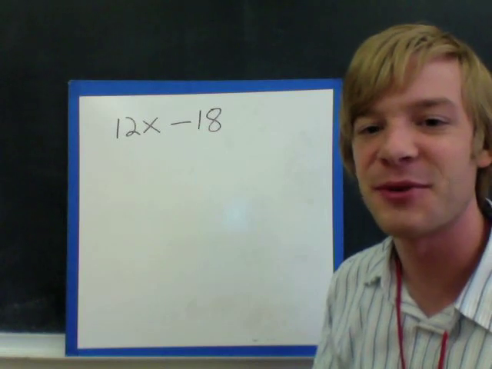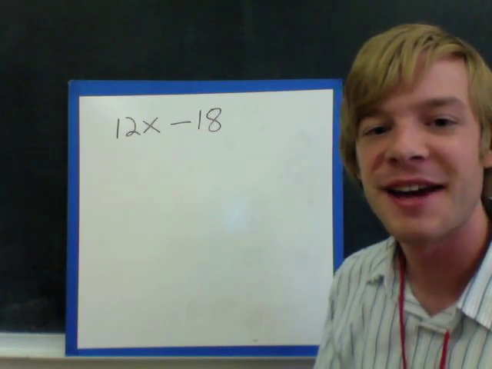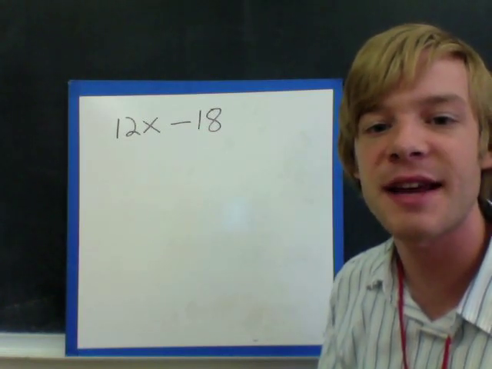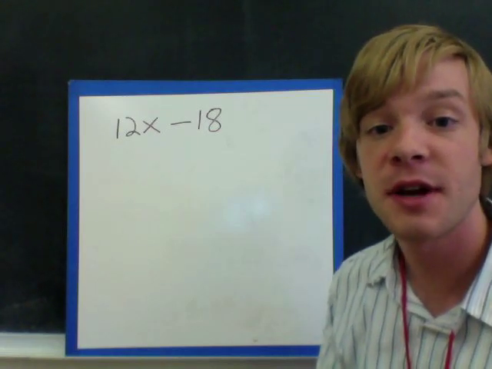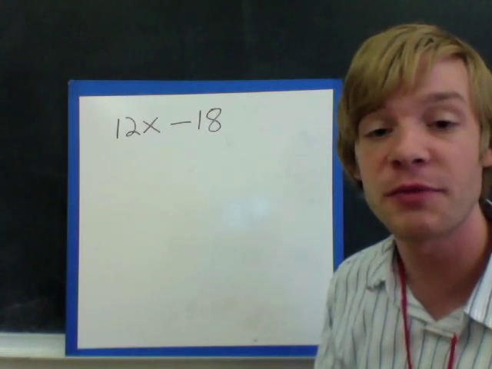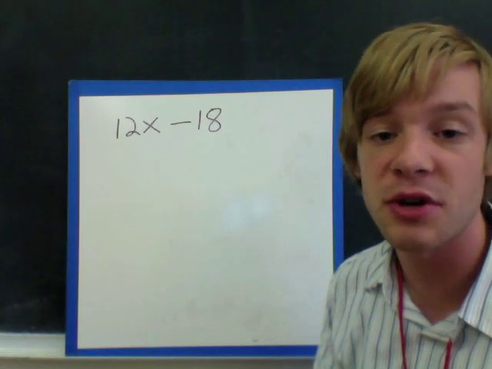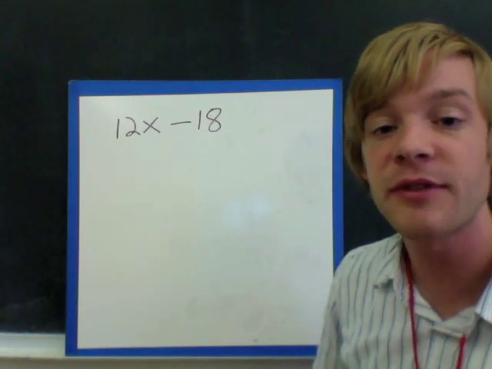So here, once I turn things the correct way, if I have 12x minus 18, I want to factor this, and I'm going to have two things that will multiply back to what we originally started with. But I'm going to leave them as two factors.